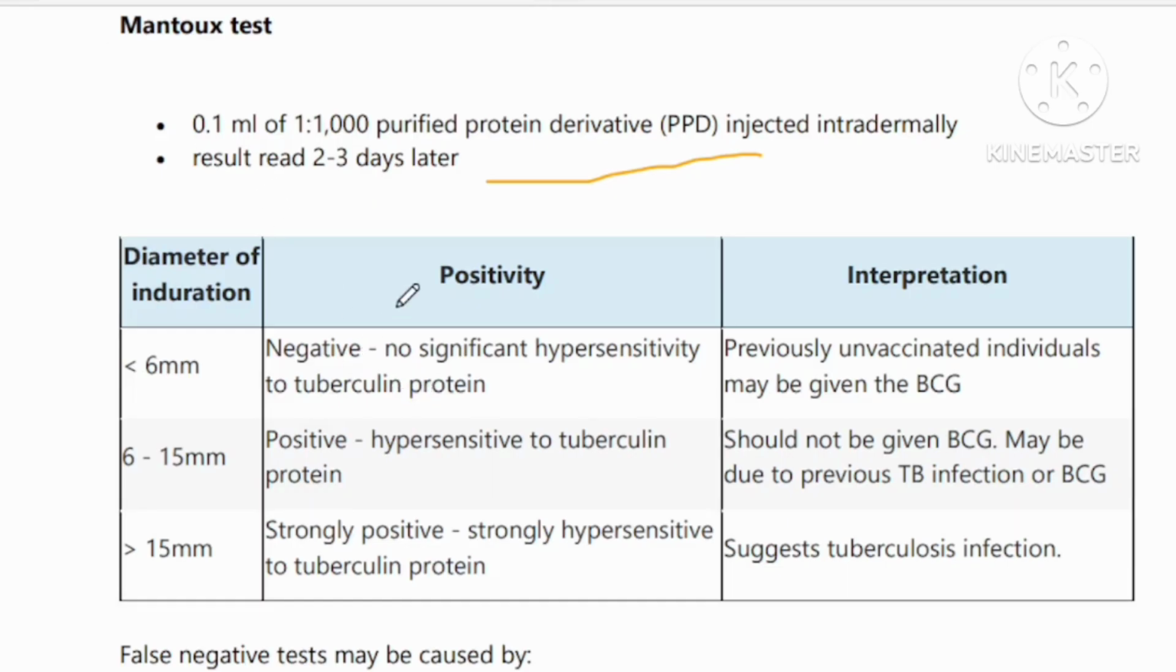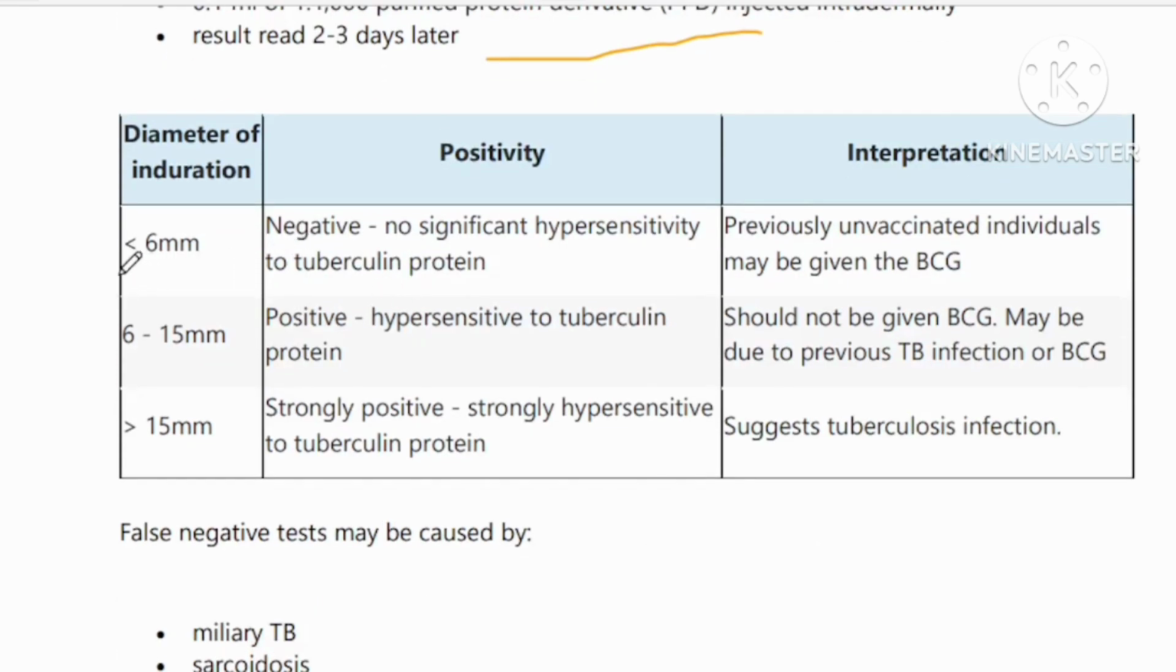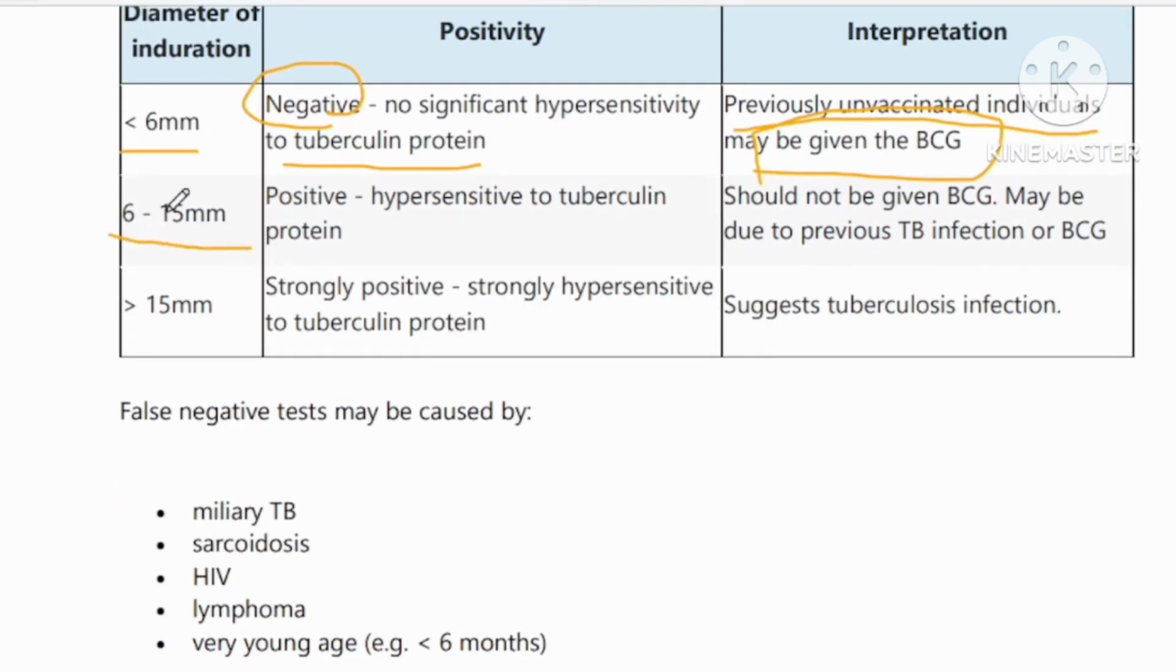So the interpretation is: if this induration is less than 6 mm, it is negative. There is no significant hypersensitivity to tuberculin protein, meaning the patient was previously unvaccinated, so you should give the BCG. If it is between 6 and 15 mm, it is positive and there is hypersensitivity to tuberculous protein, so you should not give the BCG because it is a live vaccine. If you give it in an active infection, it may aggravate the condition. It may be positive due to previous TB infection or the BCG.